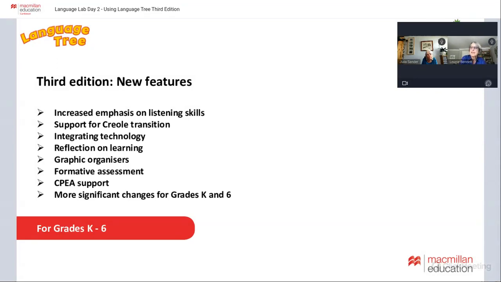In Grade K and in Student's Book 6, there are more significant changes, and I'll go through those quickly. So for Grade K, the student book now has a section on environmental print, and it has listening texts, as described before. There are activity pages, which can be used for formative assessment and self-assessment.